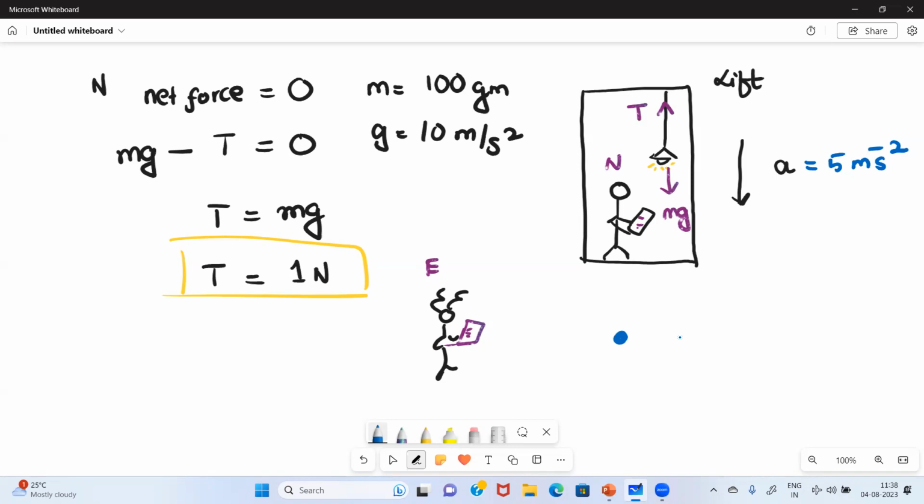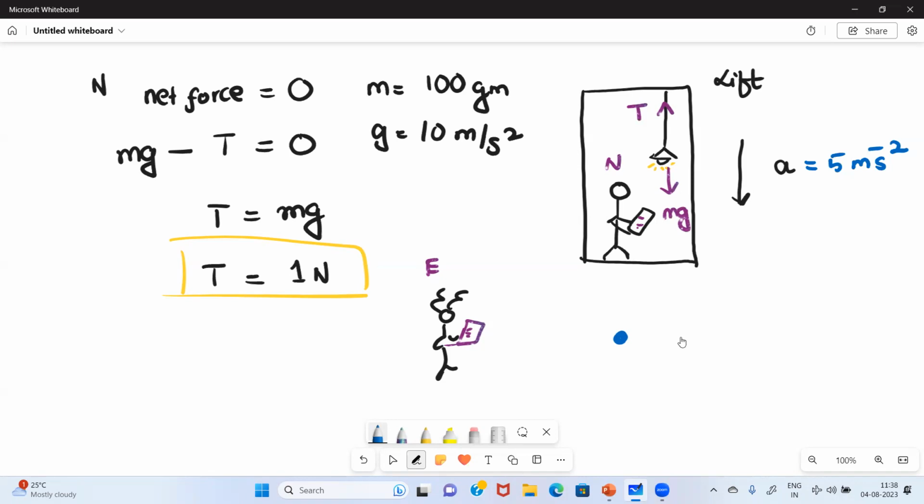See here, I'm taking that bulb as a point object. Now, what are the forces acting on that bulb? Mg is acting downwards. What is acting upwards? Tension. But according to Mr. E, is this bulb moving or at rest? Moving. With what acceleration? 5 meters per second square. Correct? So how will he write it?